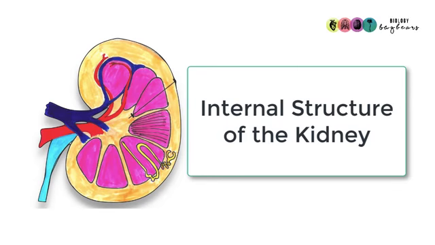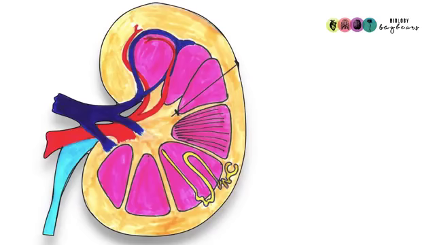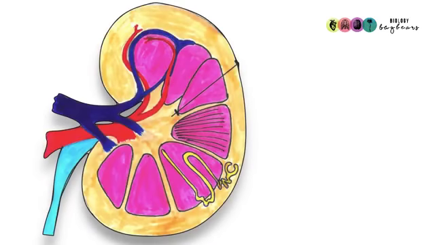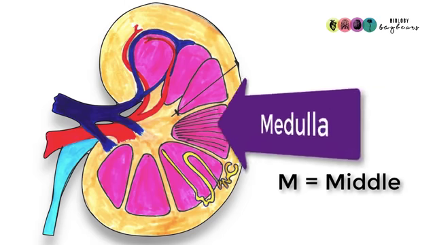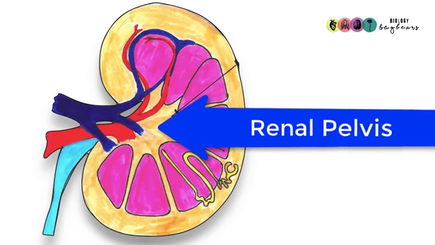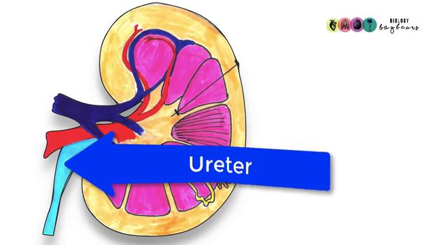To discuss urine formation, you really need to know the internal structure of the kidney, and for this there are three important labels needed. The first label is the cortex. This is the outer edges of the kidney, and I always think of cortex equals corner, and that's how I remember it. After the cortex is the middle of the kidney, known as the medulla, sometimes referred to as the medullary pyramids. Just think of M for the middle. The final label is the renal pelvis, and if you examine the kidney there, you can see the tube leading to the bladder, the ureter.